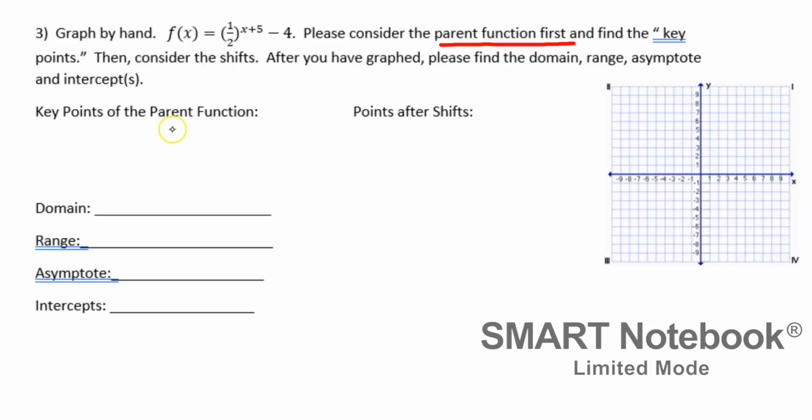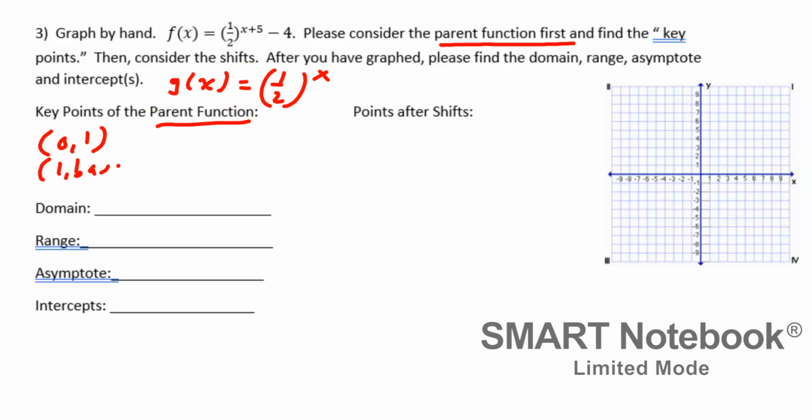So first, let's ask ourselves what the parent function is. If we take a look at this picture, we have shifting, so we need the graph without shifting. So my parent function would be something like g of x or f of x equals 1/2 to the x power. So my key points when I have an exponential function would be 0, 1, and then 1 comma the base. So in this case, the key points are 0, 1, and 1 comma 1/2.